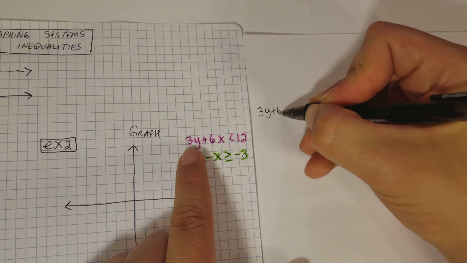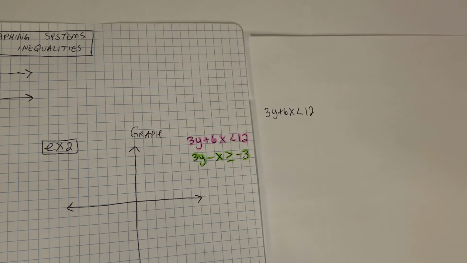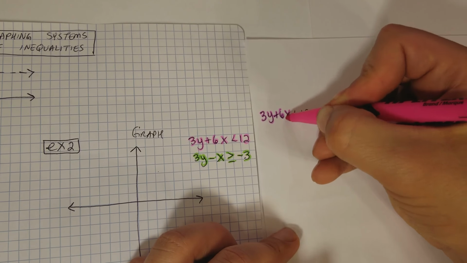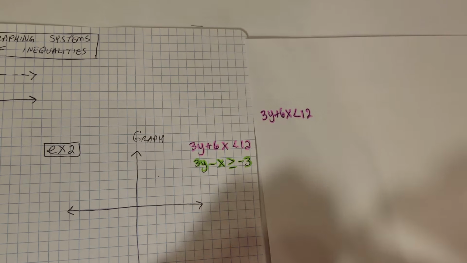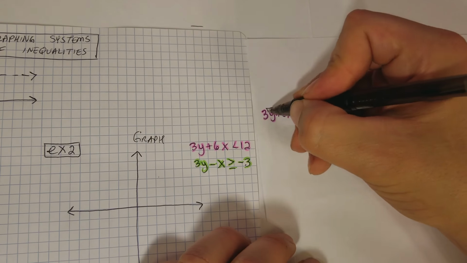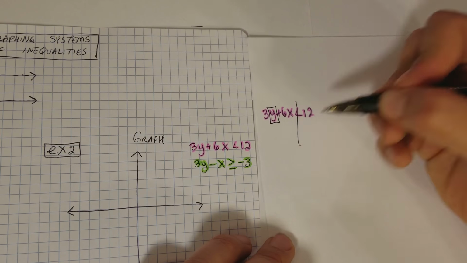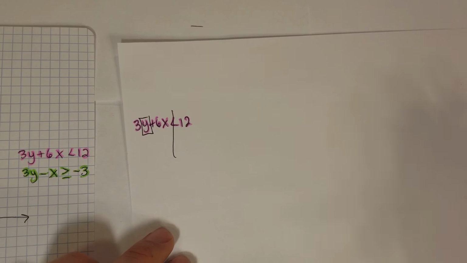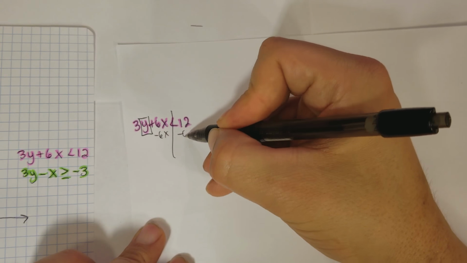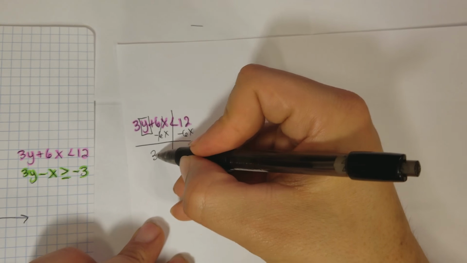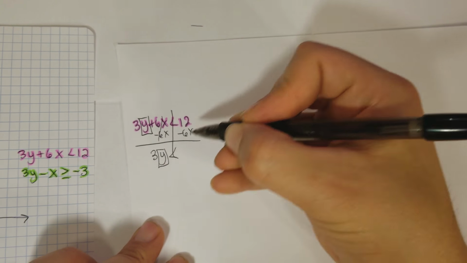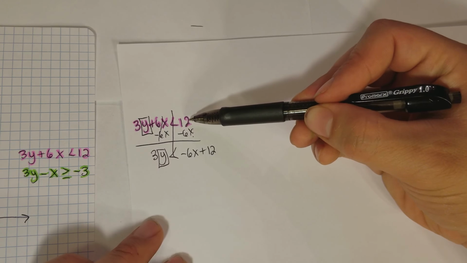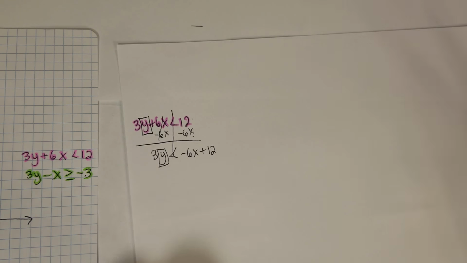So 3y plus 6x is less than 12. That came out of the first one. I'm going to need a little bit of space to get the y by itself. Okay, I'm moving everything to one side except for the y. So I'm going to draw the wall for right now. Subtract 6x on both sides. This goes away. We're left with 3y is less than negative 6x plus 12. Notice that I did not combine these two because this one has an x and this one doesn't. So just write them over.